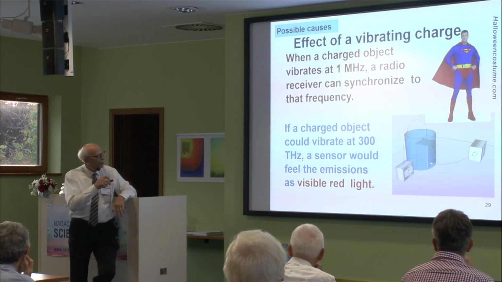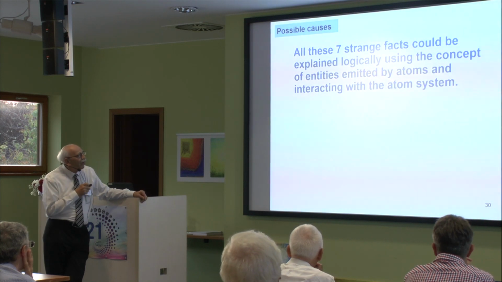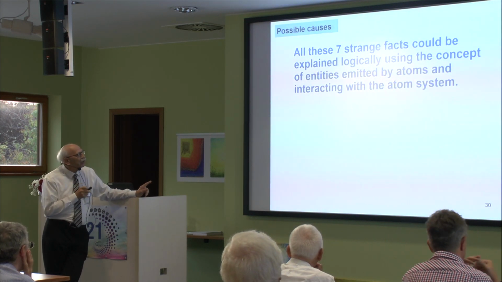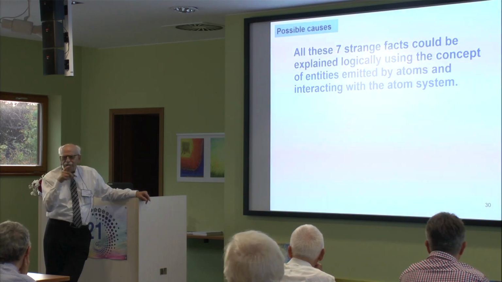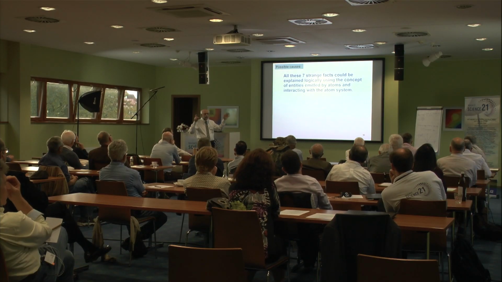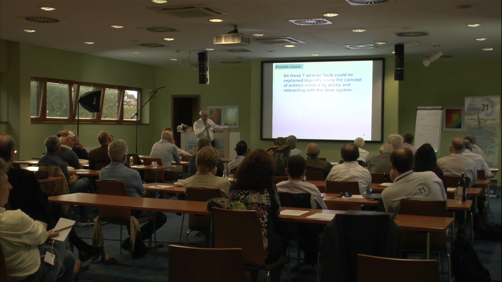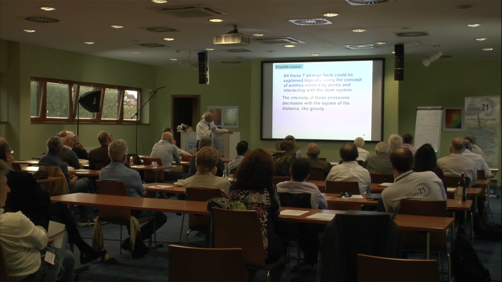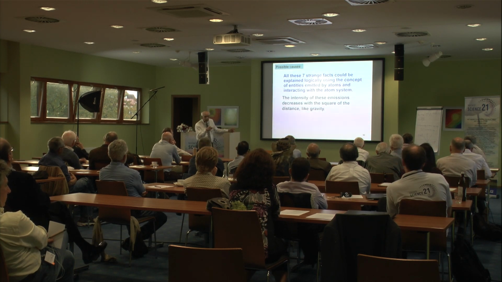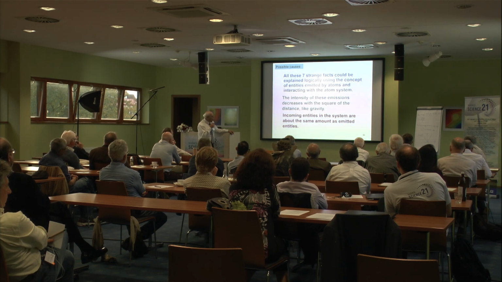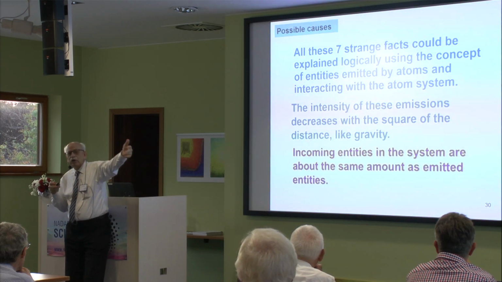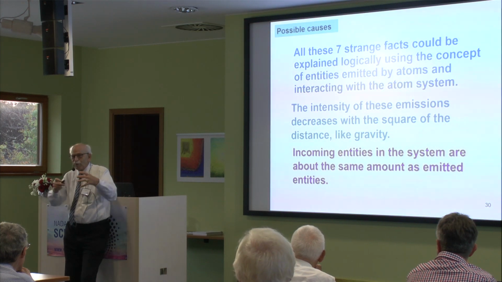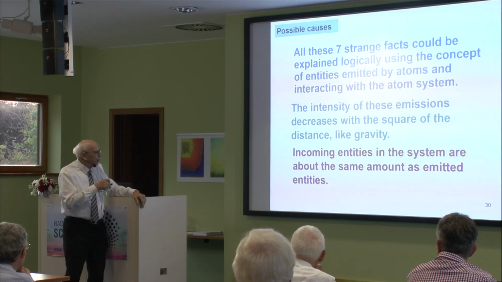Interesting, huh? These 7 strange facts could be explained logically with the concept of entities emitted by atoms interacting with the atom system. You were talking about entities also. What are they? Well, some people call it quanta. I'll use the word entities. I don't know what they are. The intensity of these emissions decreases with the square of the distance, just like gravity. Incoming entities in the system are about the same amount as those emitted by the system. So if an electron receives entities, it will grow big, big, big. No. It emits probably the same amount it receives when it stays an electron or a proton or a neutron.